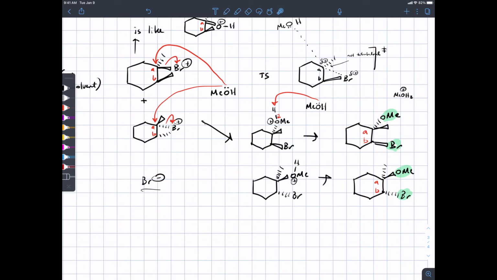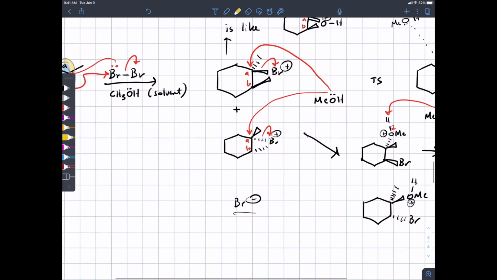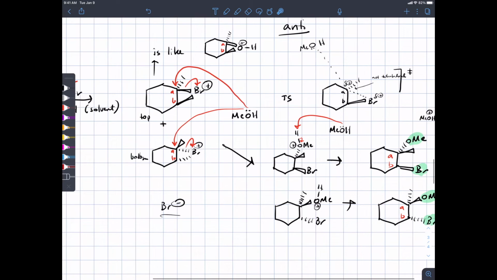Why do you get two products instead of just one? The two different sides happen here in the first step, where the two faces of the alkene are identical. We could attack bromine from the top face of the alkene or from the bottom face. If we attack from the top, we get this one. If we attack from the bottom, we get that one. So that's where the two enantiomers come from.